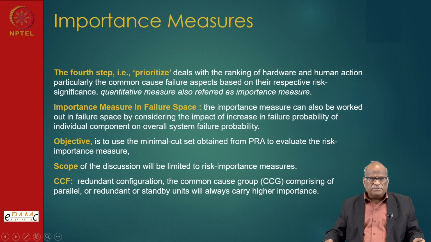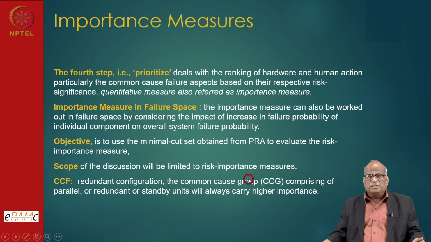So here we are looking at importance, and importance measures in failure space. Of course, we do not talk about reliability, and we talk about the Fussell-Vesely importance. Mostly applicable are risk achievement worth and risk reduction worth. Both operate in the failure domain only, or have been translated into the failure domain. The objective is that the minimal cut sets obtained from PRA are evaluated for the risk importance measure.